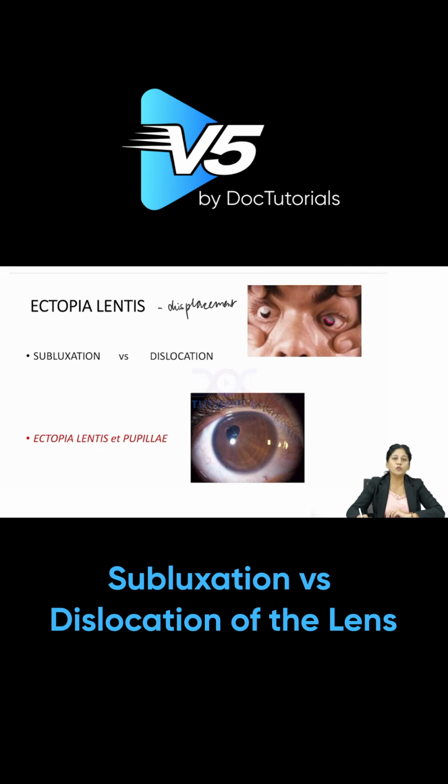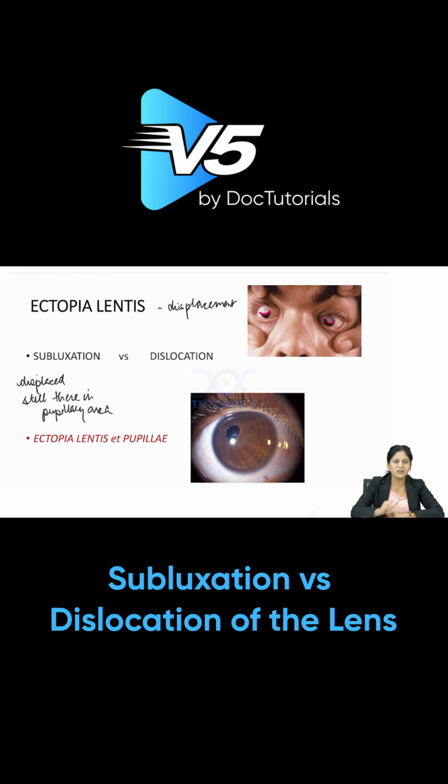Now, there are two terms, subluxation and dislocation. Subluxation means that lens is displaced, but some part of the lens is still there. Some part of the lens is still there in the pupillary area. So you can see some part of the lens, it is still present inside the pupillary area. We can see some part of the lens.